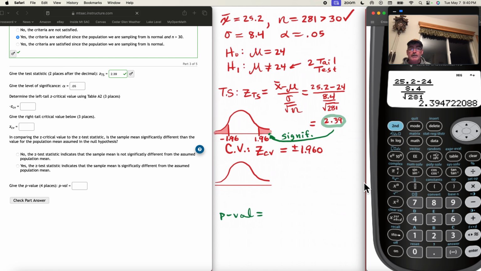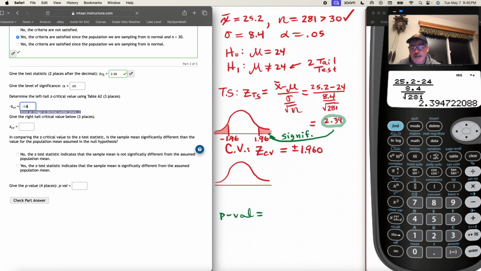Okay, and then we need to do a p-value. I guess I should put these in. So the negative critical value, negative 1.96, right tail 1.96. And because the test statistic is in the tail, we're going to say yes, it is significant. Okay, and then a p-value.